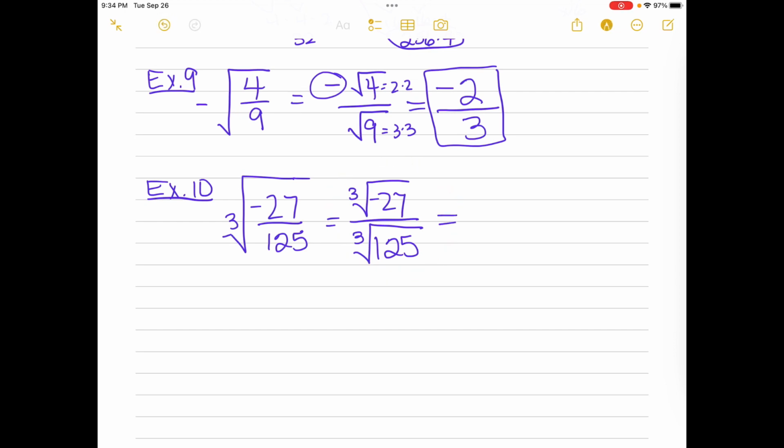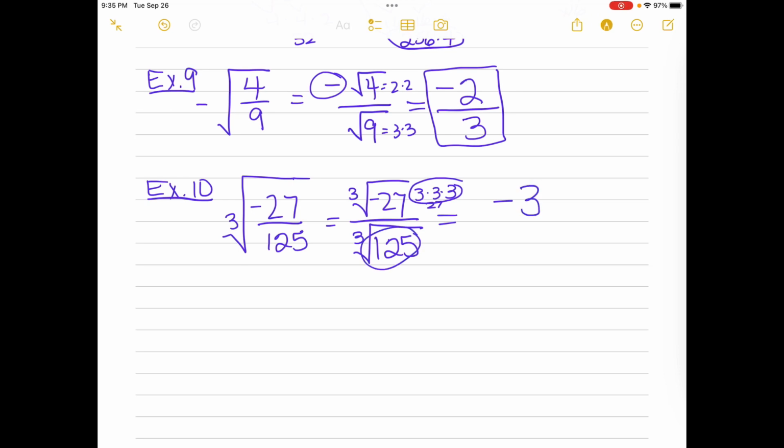Okay, so the cube root of 27. Something that equals 27 when I multiply it 3 different times. Not add it 3 times, but multiply. So if I had 3 times 3 times 3, that'd be 9 times 3 is 27. So see, I had that 3 times. So that's going to be a negative 3 on top.